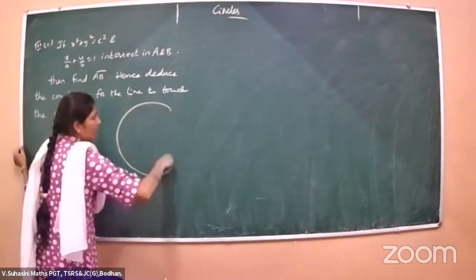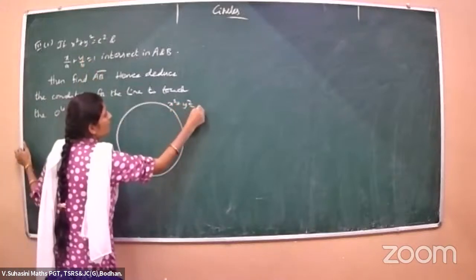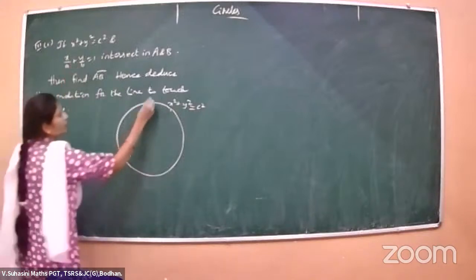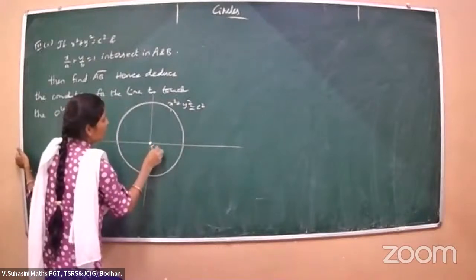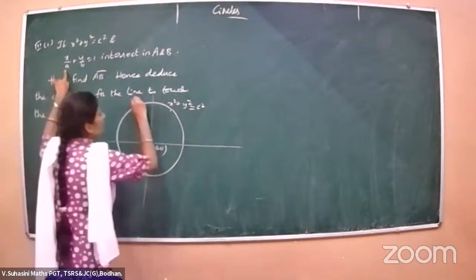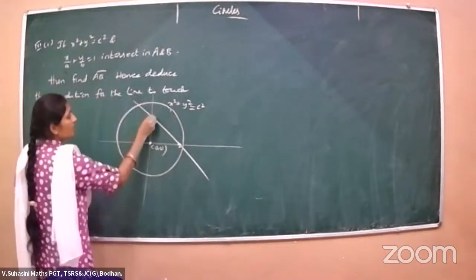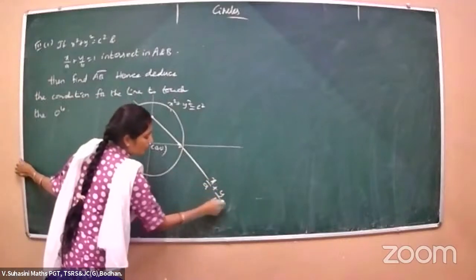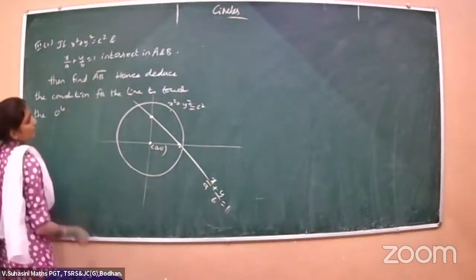We have a circle whose equation is x square plus y square equal to c square. And we have a line. This is the center, 0, 0. And this is the line in intercept form. I am just drawing the rough sketch. This is x intercept and this is y intercept. And this is x by a plus y by b equal to 1. And this line intersects in A and B.